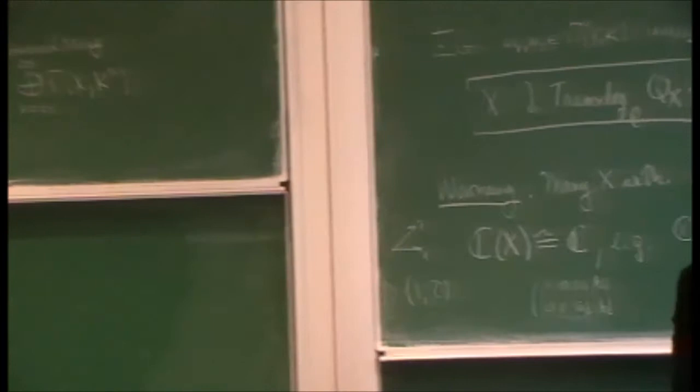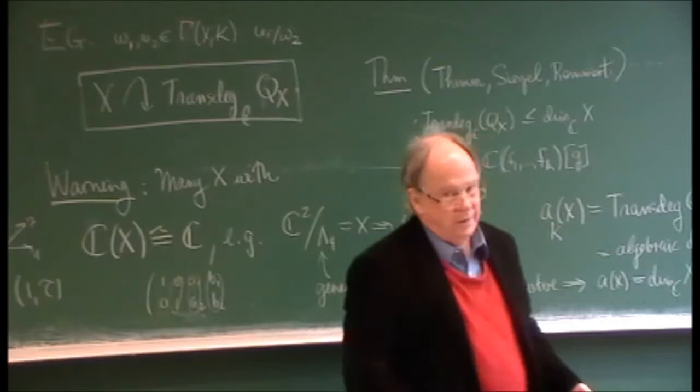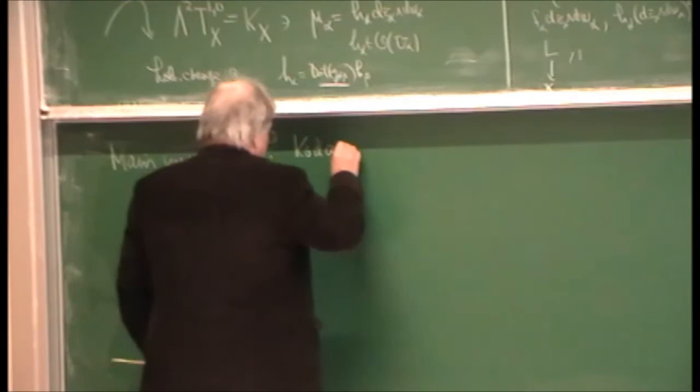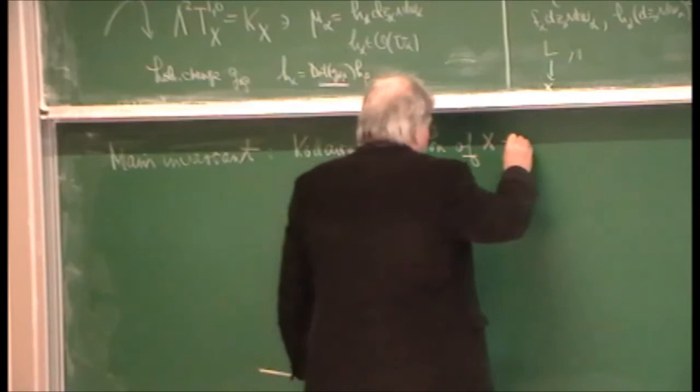Now you will get into this business of it's all Japanese. So that may be called the Iitaka dimension of the line bundle. And for the canonical bundle, this is essentially the main invariant, which is called the Kodaira dimension. So the main invariant at first is the Kodaira dimension of X. And I will write it as kappa of X.